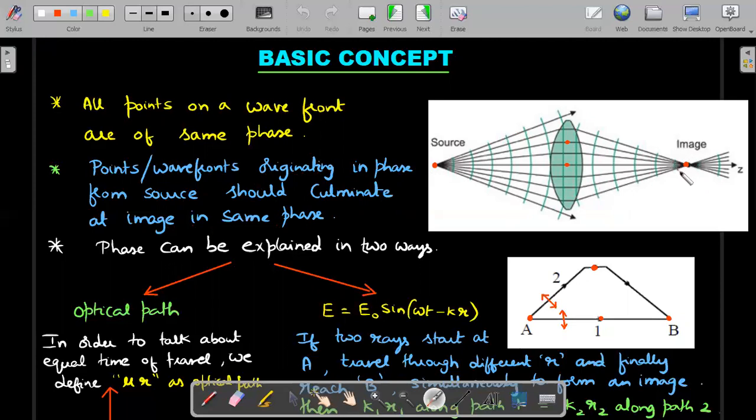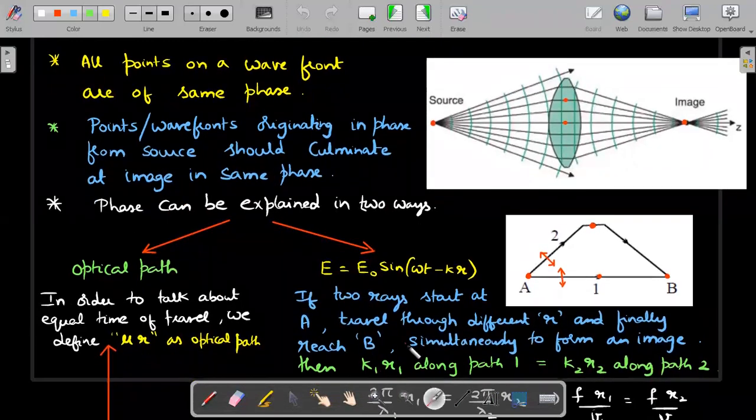How is the image formed? You should understand that all these wavefronts are electrical pulses traveling with a certain phase, they get refracted, and if all of these simultaneously reach that point, then only a sensation of image is created. That in-phase interference should happen. This phase can be explained in 2 ways. One is the concept of optical path, which also embeds Fermat's principle. Another, slightly less famous way is to understand it through this particular equation. So we'll start from here and then go to this place.